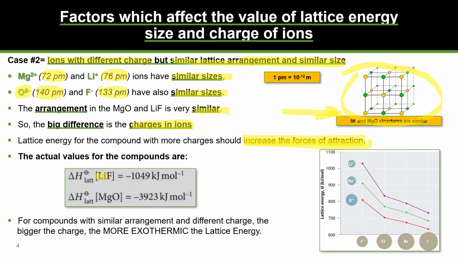The actual value for lithium fluoride is 1049 kilojoules per mole. If you look on the internet or in different books, you may have a slightly different value, but it's around 1000 and something. Negative, of course, because the lattice energy is the energy released when they form the lattice. And the magnesium oxide is going to have 3923. That means that the magnesium oxide is going to be much more difficult to separate. The lattice energy, of course, is going to be bigger. So for compounds with similar arrangement and different charge, the bigger the charge, the more exothermic the lattice energy will be.